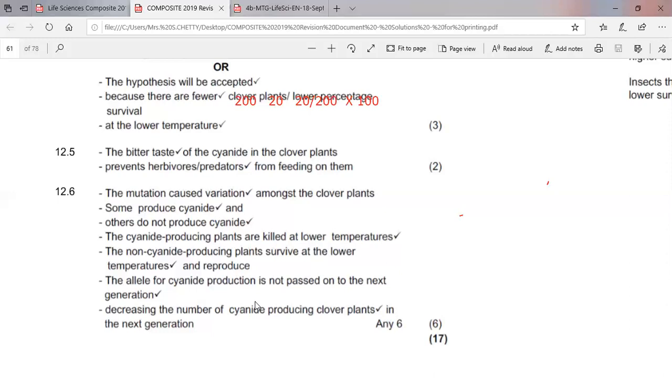Okay? And ponder on this and go through as many questions as possible so that should you come across a similar question in the future, you'd be able to answer it.